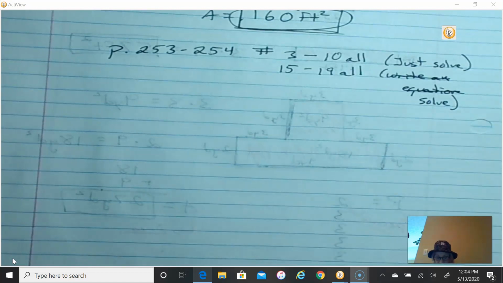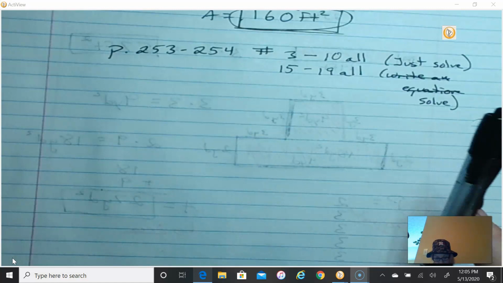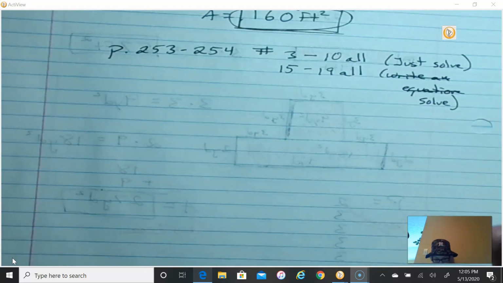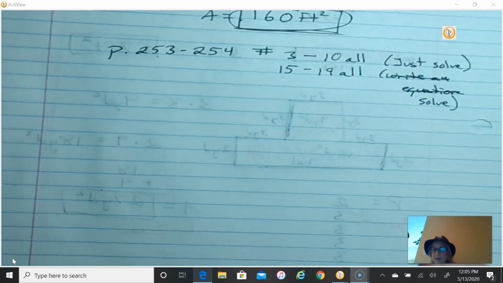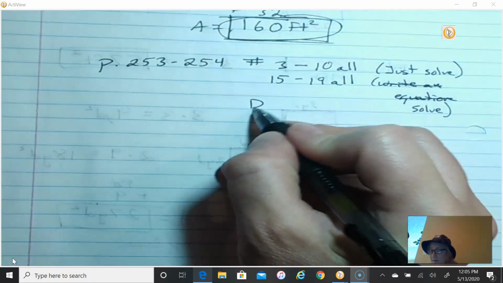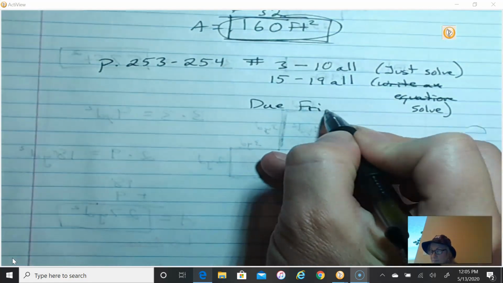So you have to name the figure. It says name the shape according to the number of sides. For 15, 16, 17, you need to do that, okay? But then it says write an equation, find the perimeter. I want you to just find the perimeter. And then for 18 and 19, find the perimeter and area. Okay? If you're not understanding, please just text me. This is due Friday. Okay?